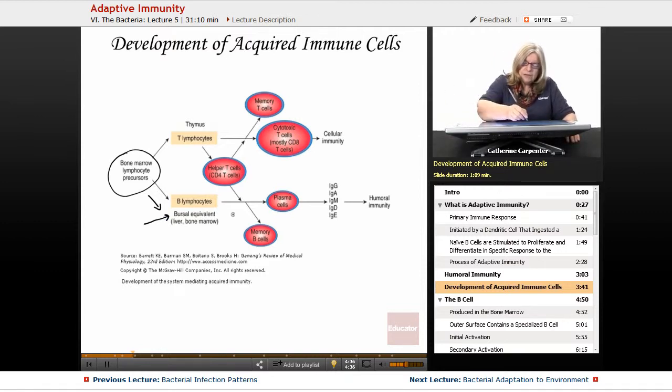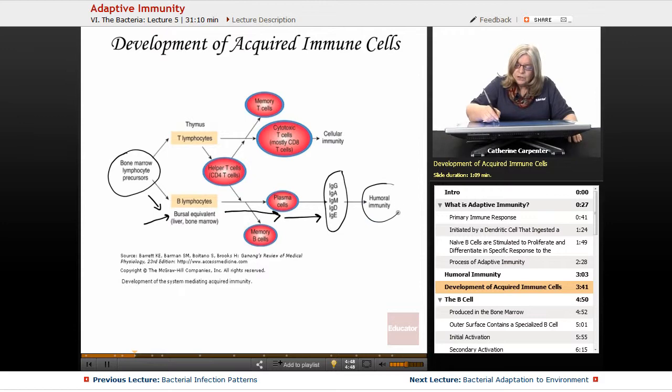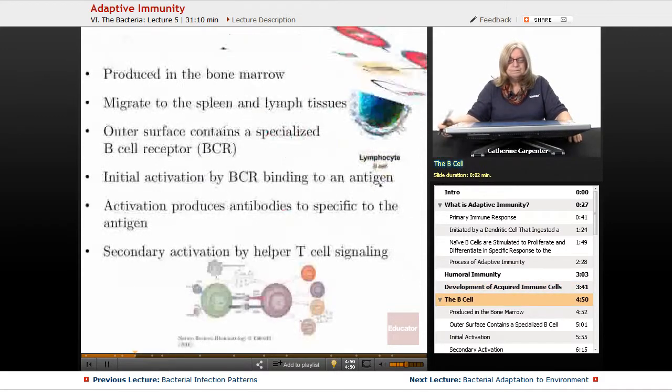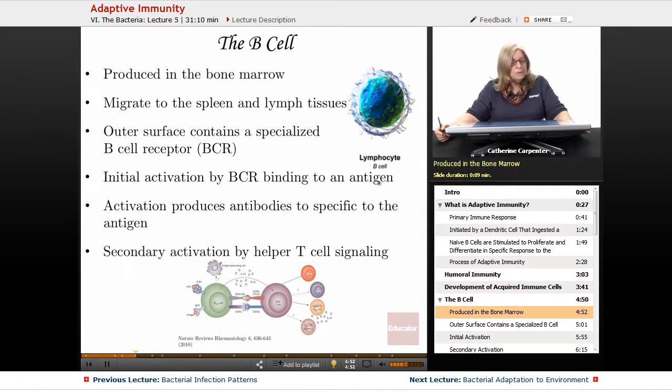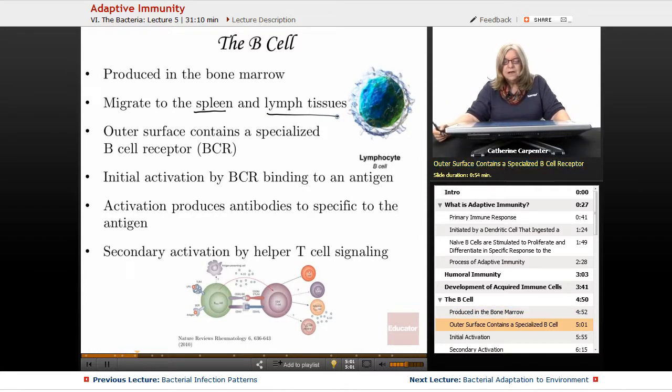The B lymphocytes develop into plasma cells, and it's the plasma cells that produce the antibodies, the classic antibodies associated with humoral immunity. The B cell, remember, is produced in the bone marrow. It migrates to the spleen and to the lymph nodes. The outer surface of the B cell has what's called a B cell receptor, and the B cell receptor is activated by binding to an antigen.